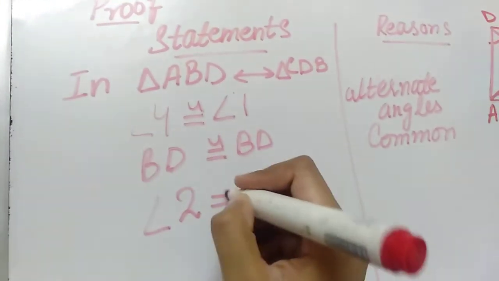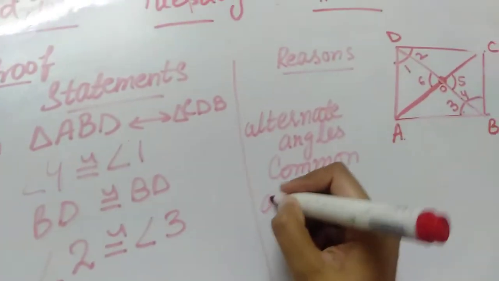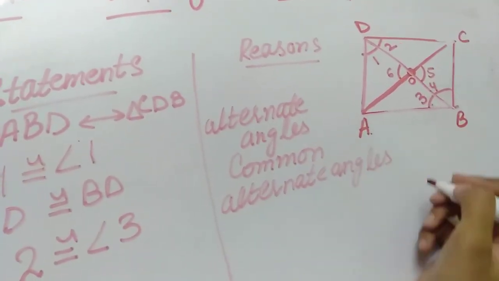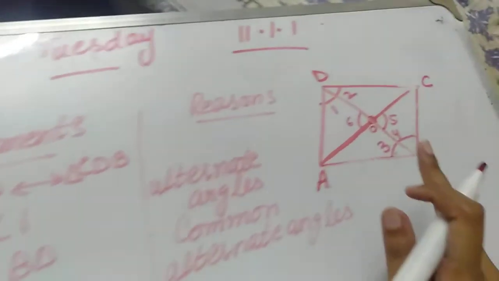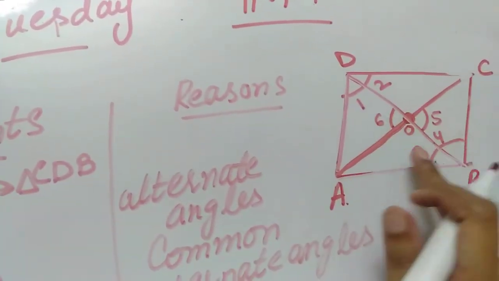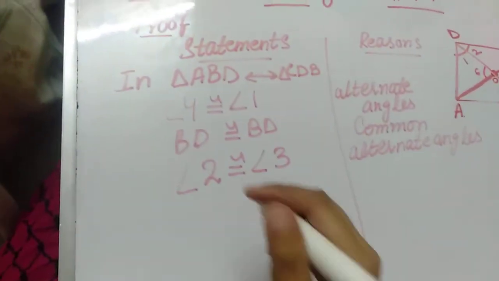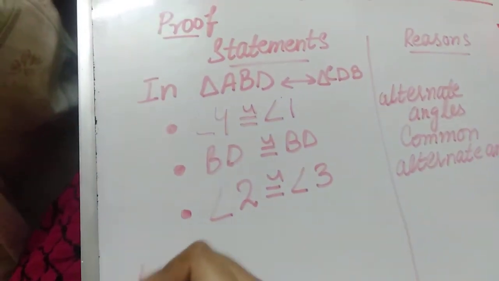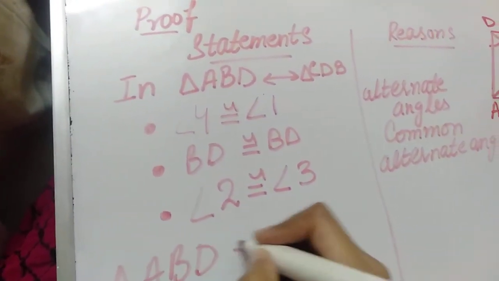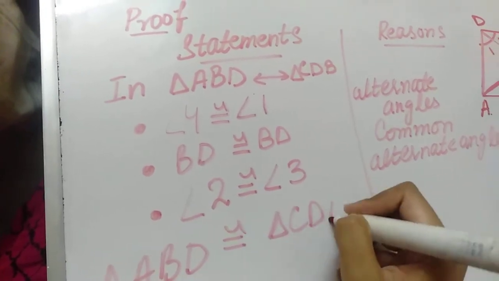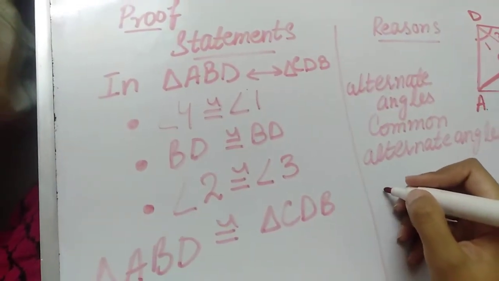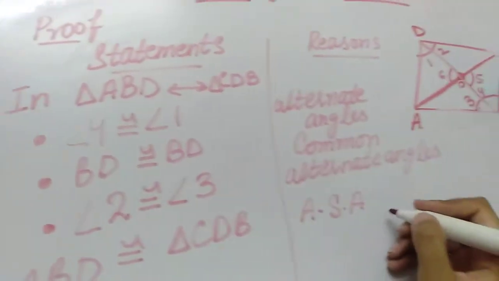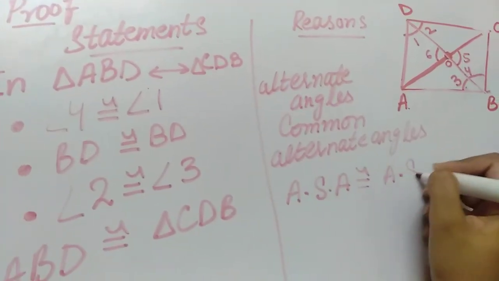Now angle 2 is congruent to angle 3, for the same reason, alternate angles. So 2 and 3 are also alternate angles. You can see it in the diagram. So now I have taken one angle, one side and then one angle. So triangle ABD is congruent to triangle CDB, and the postulate is angle side angle, because I have taken one angle, then a side, and then an angle. So the angle side angle postulate is proved here.